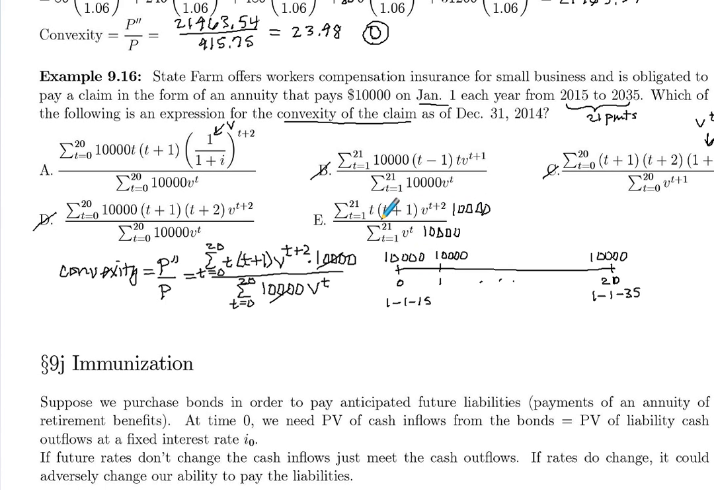And in the top here, we've got the same thing that in p double prime, when t equals 1, our first term is 1 times 2 times v cubed times 10,000. And down here, t equals 0, we've got 0 is our first term there. 0 to 20. Yeah, so this guy's out. Okay, so this has got to be choice A.